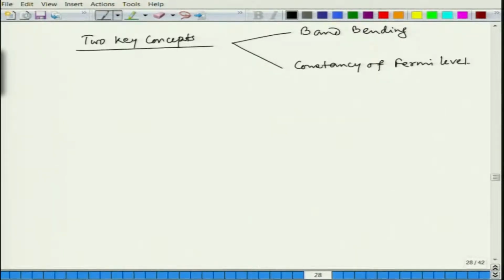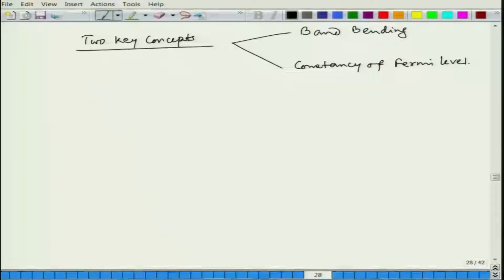Earlier we have seen that to quantify the concentration of electrons and holes, we needed two key concepts. One was density of state and the other one was Fermi function. Here also, for going to the next level, to input the carrier motion, and that is how the photovoltaic effect is generated, we need to have these two key concepts. One is band bending and the other one is constancy of Fermi level. So, now first let us look at this band bending.